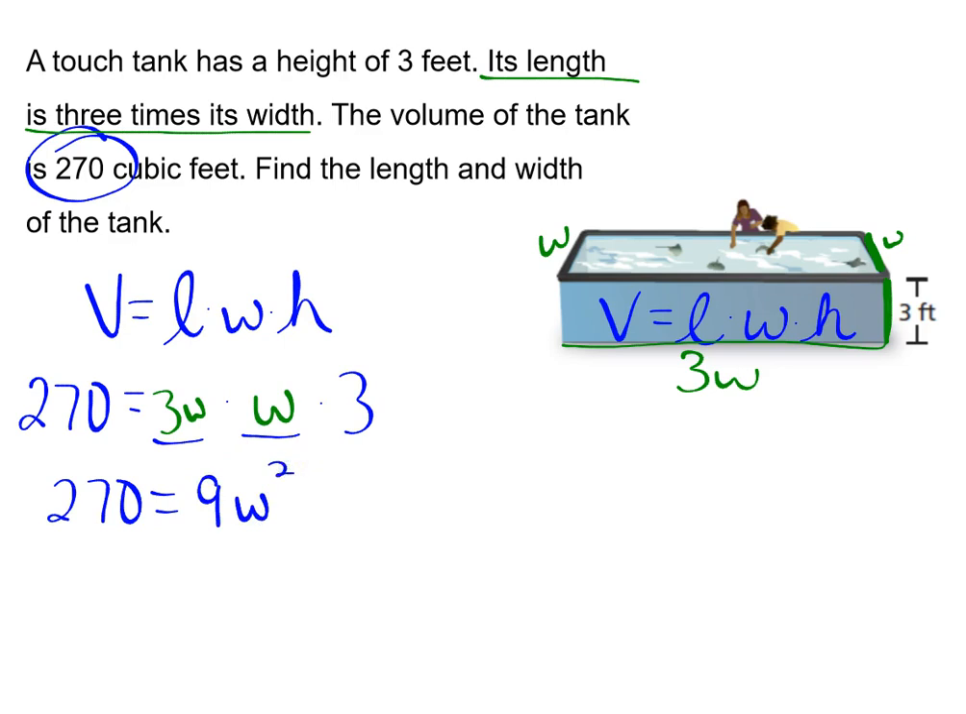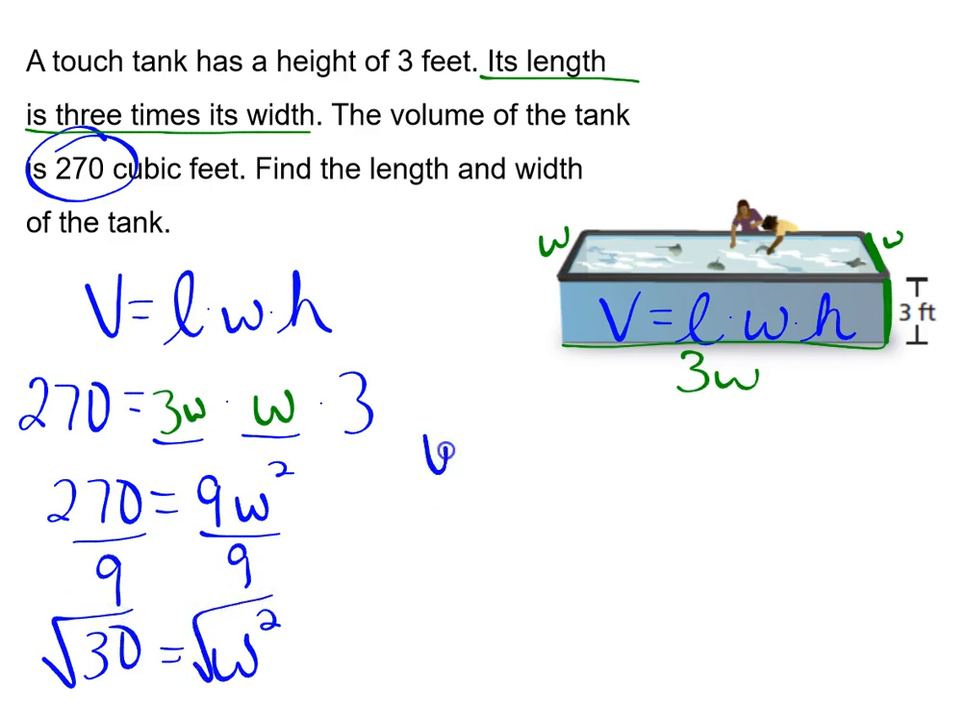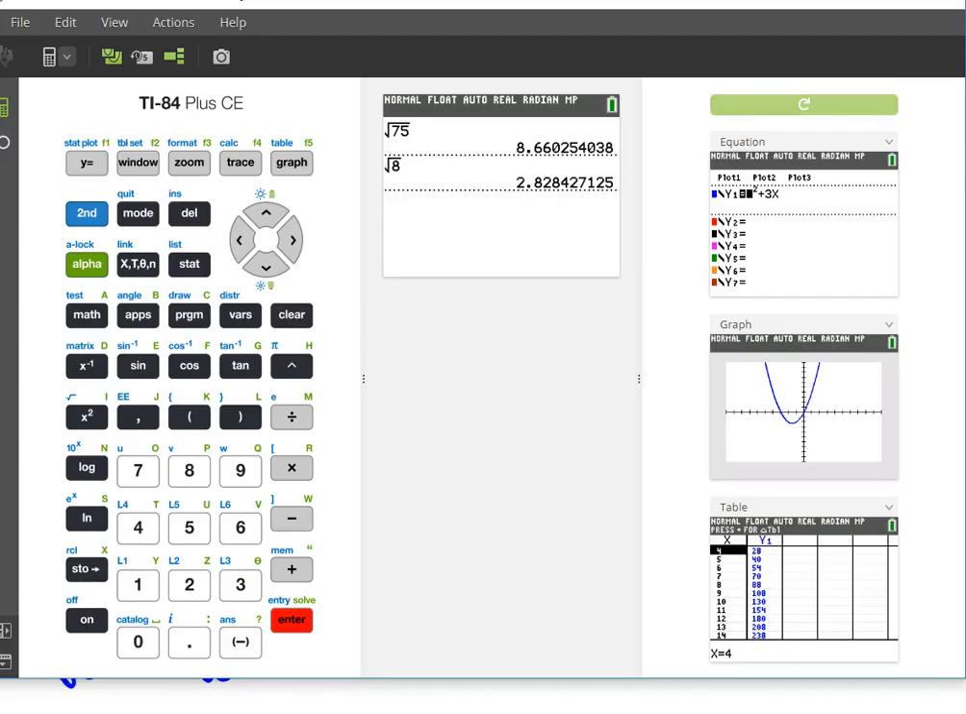And when we get to this point, it looks just like the other problems we've been working, where we're isolating what is squared, and then taking the square root of both sides. And we get W is about 5.5. When we take the square root on our calculator, second square root of 30, we get 5.5 when we round.